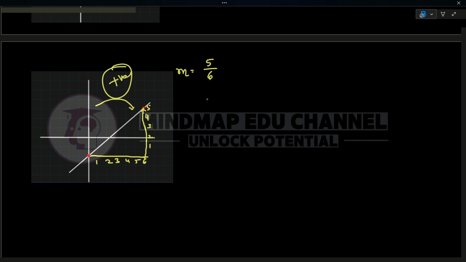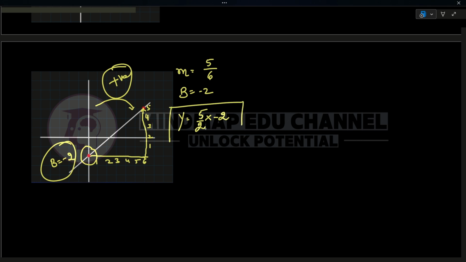So there will be a plus sign, and the graph touches the y-axis at, now check here where it touches, it's the value of b is -2. Clear? So b here is -2. Now substitute that in the equation. y is equal to 5 over 2x minus 2. And this is the equation in slope-intercept form.